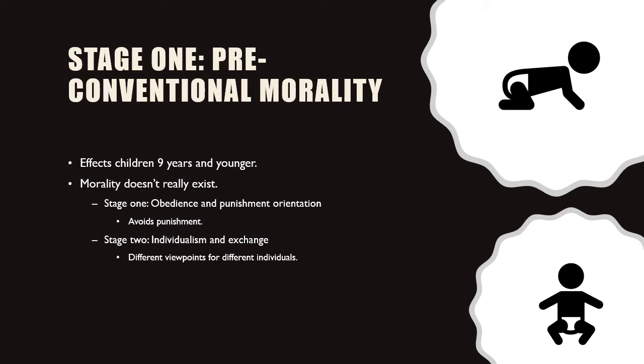For example, a child may ask themselves, if I hit my brother, what will be the outcome? If they associate bad actions with a punishment, children are more likely to avoid it, and that is their form of morality at that time. Stage 2, though, is individualism and exchange. This means that while children may still follow the obedience and punishment orientation, they now are able to recognize that different individuals have different viewpoints, and not every person is going to agree or disagree with one another.